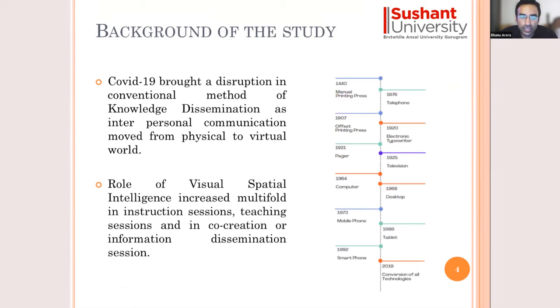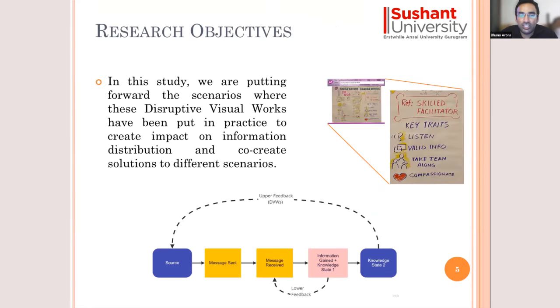So, background of the study. COVID-19 brought a disruption in the conventional method of knowledge dissemination, as interpersonal connection moved from physical to virtual completely, as we are sitting right now. The role of visual-spatial intelligence increased multifold in instruction sessions, teaching sessions, and in co-creation of information dissemination sessions. For research objectives, we are going to be putting forward the scenarios where these disruptive visual works have been put in practice and create impact on information distribution and co-create solutions to different scenarios.